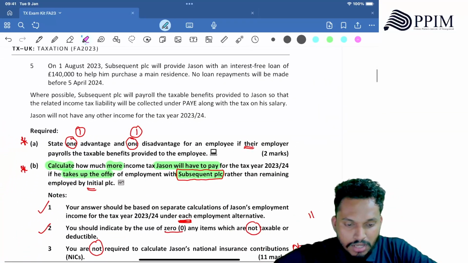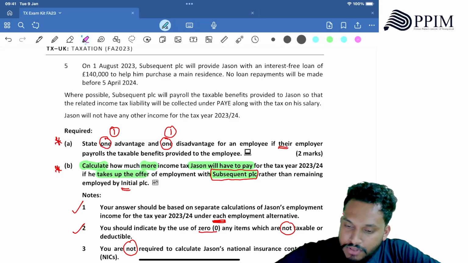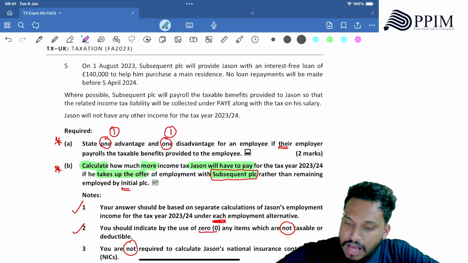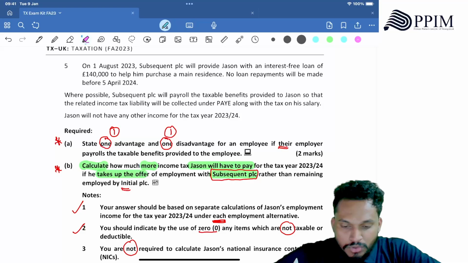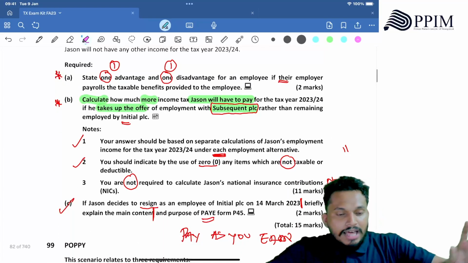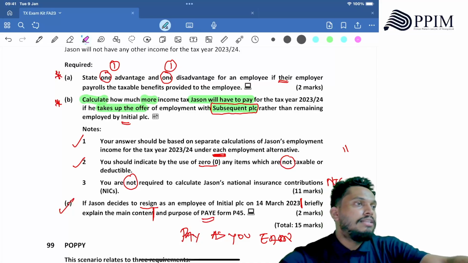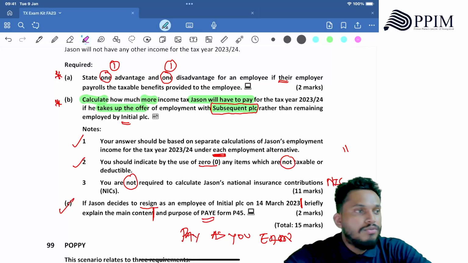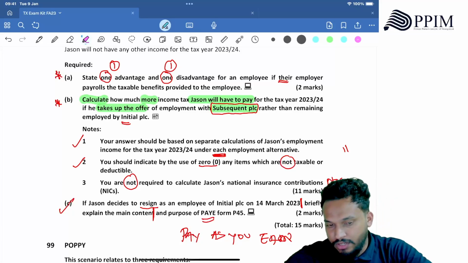The requirement is to calculate how much more income tax Jason will have to pay for the tax year 23-24 if he takes the offer with subsequent PLC rather than remaining employed by initial PLC. So you need to estimate how much tax you would have paid if you had worked at this point, and how much tax you would have paid at the other point. Then you find the difference and say whether it is beneficial and how much it is beneficial. Did you understand that? Fine. That's all you need to do.